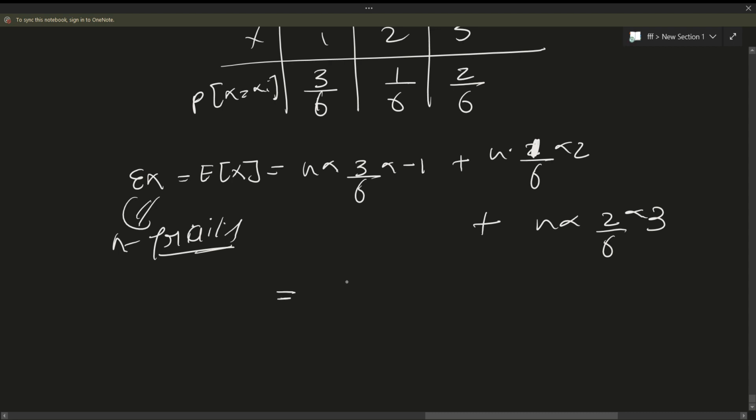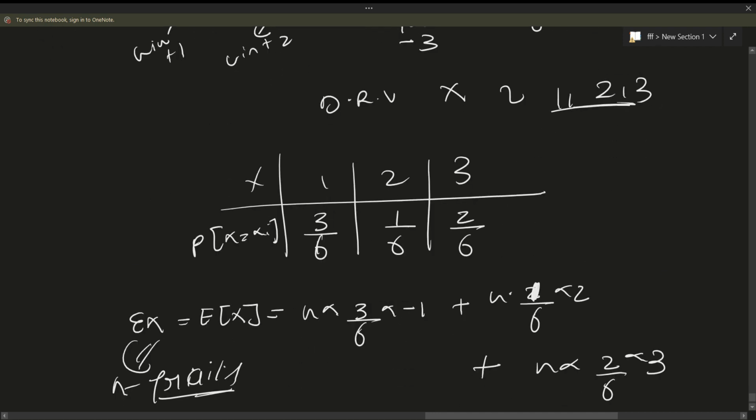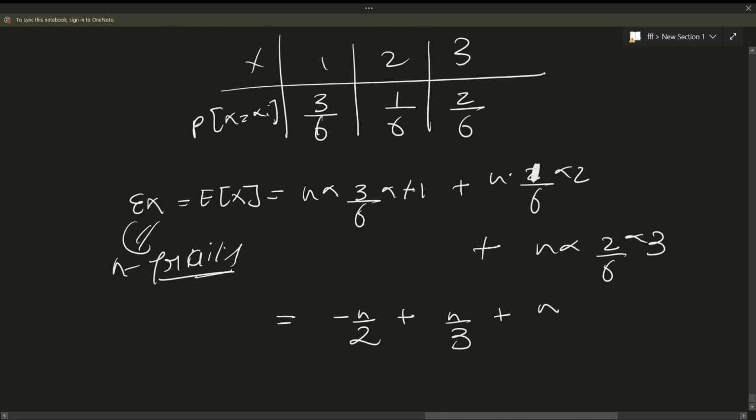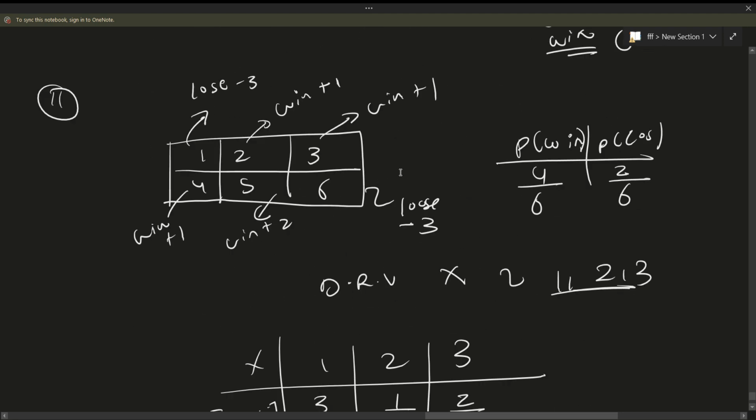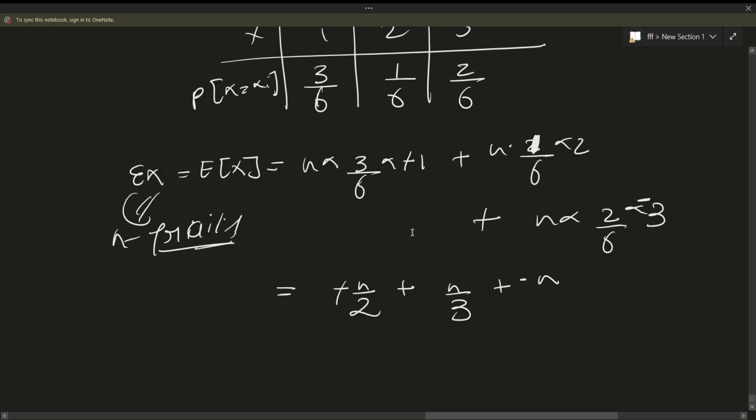Now let's calculate its value. So minus n by 2, n by 3, and n. Sorry, we are gaining 1 and we are losing -3. I'm so sorry for this. Minus n, right? You can see we are losing -1 and gaining +1 and +2, and -3.